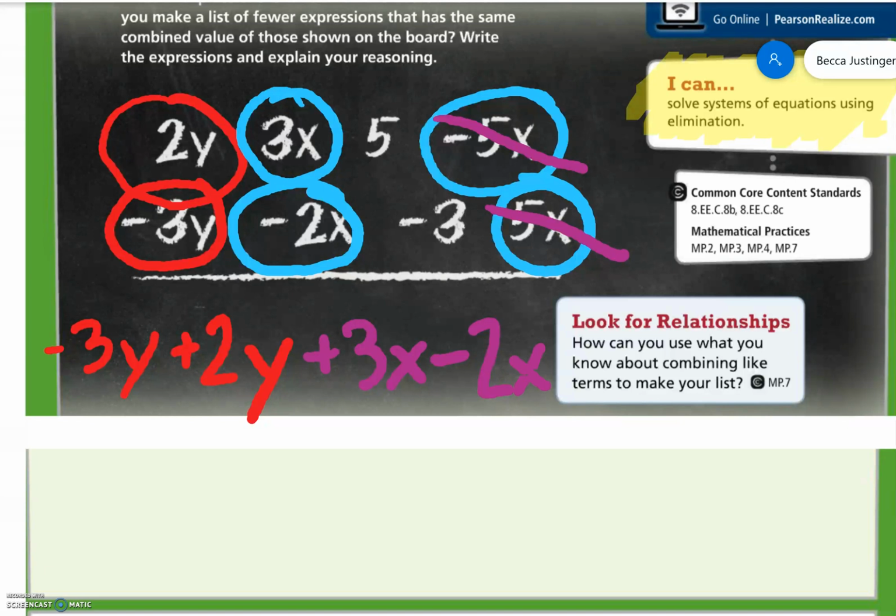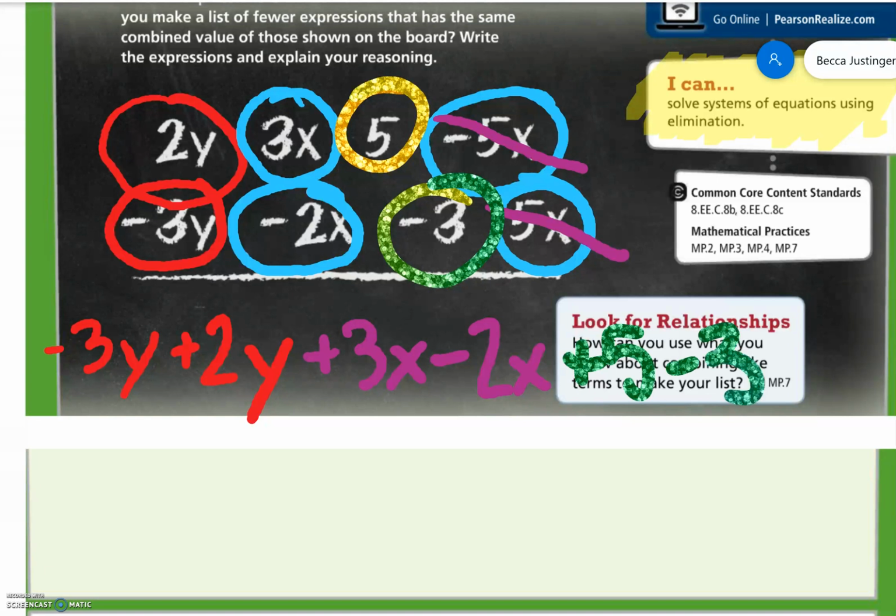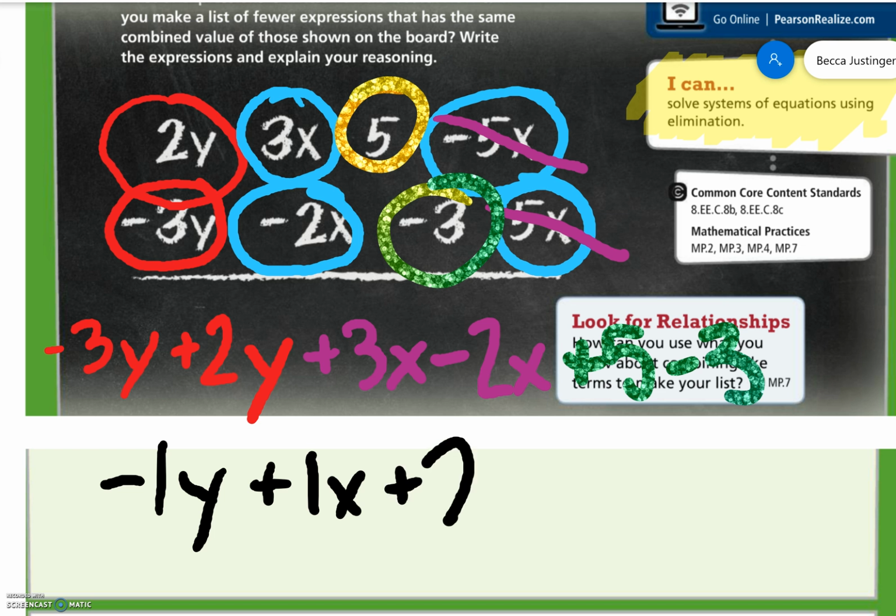And lastly, I have some constants. So I have a 5 and a negative 3. So plus 5 minus 3. Combining like terms, negative 3y plus 2y is negative 1y. Positive 3x minus 2x is positive 1x. And 5 minus 3 is positive 2. So I just took 8 terms and made it 3.